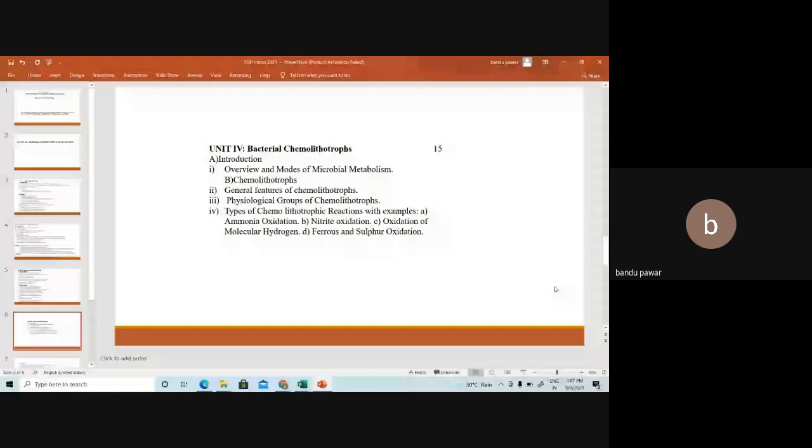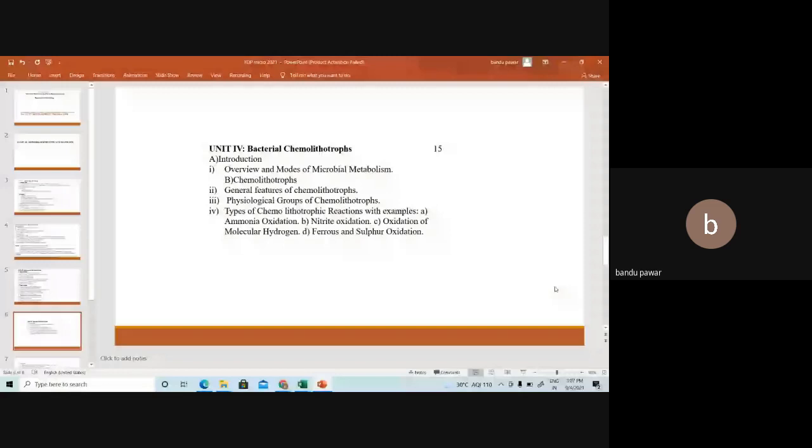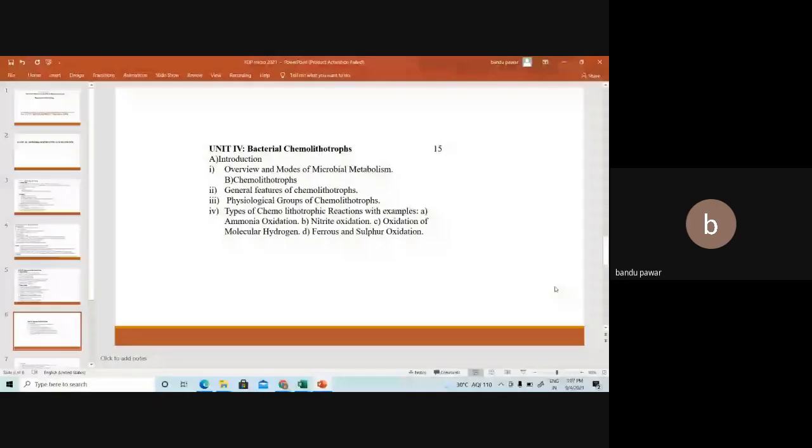Chemoautotrophs can be divided into several groups like methanogens, halophiles, anammox bacteria, then thermoacidophiles, sulfur oxidizers, nitrifiers. These types or groups are also important in that unit. Physical group of chemolithotrophs, methanogens, is also important in bacterial chemolithotrophy.